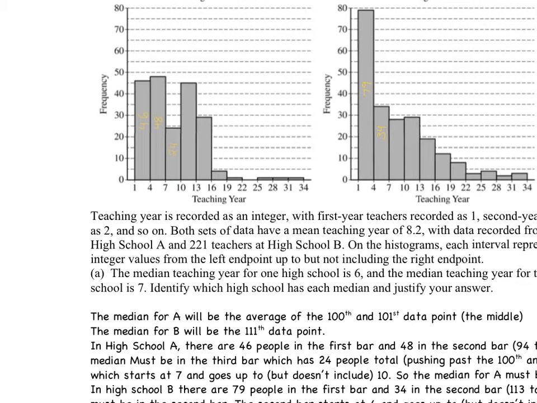If we jump over to B and we look for the 111th data point, there are 79 points in the first bar. There are 34 points in the second bar. We've already passed the 111th point. That's 113 people in those first two bars. So the 111th data point must be in this second bar. Well, this second bar only goes from 4 up to 7. It doesn't include 7. So any value in this bar has to be a 4, a 5, or a 6. So the median for B must be 6.